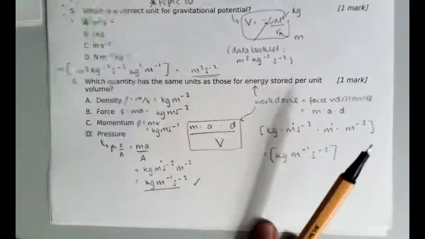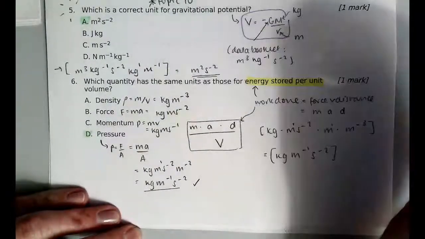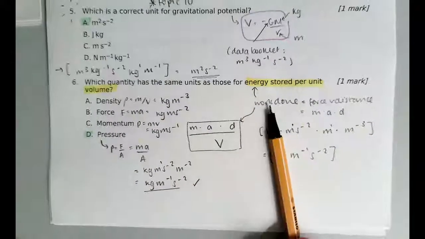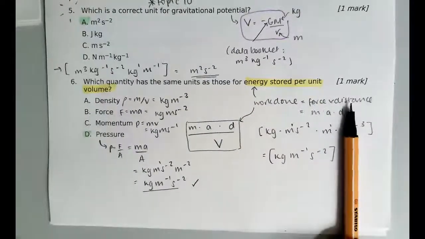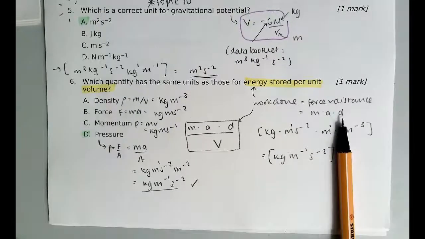Okay, question 6. Which quantity has the same units as those for energy stored per unit volume? So I think the first thing we need to do is work out the units for the energy stored per unit volume. Energy stored is work done. We know that's force times distance, we just talked about that. That's mass times acceleration times distance.